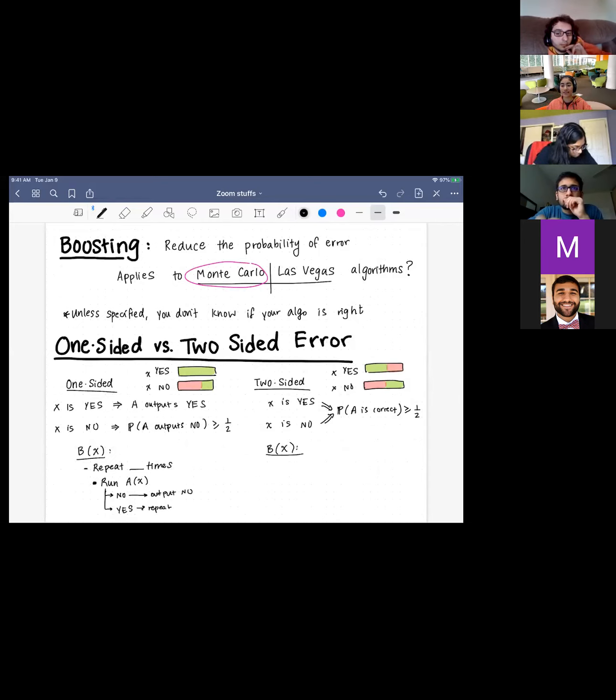Okay, so the more interesting thing is how do you boost using repetition if you have two-sided error? So we're going to do the same thing where you repeat some number of times and you run our algorithm, but there's no way for us to just break and continue. A few people even before had said, we want to take the most common output. So as you're running this, make sure you track all the outputs, count how many votes you have for yes, how many votes you have for no, and then output the most popular one.